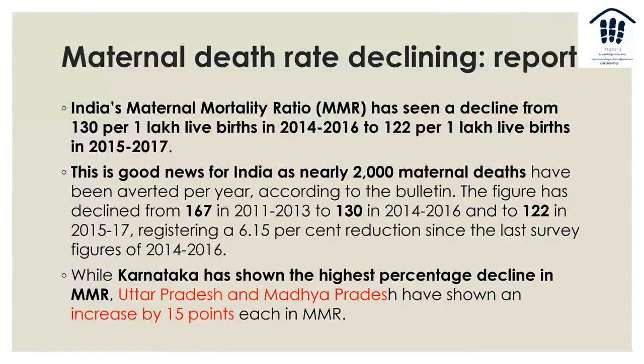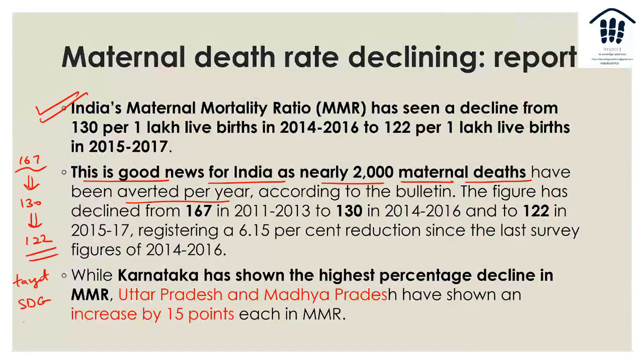So maternal death rate is declining. That's the report, right? And this is good news for India, as nearly 2,000 maternal deaths have been averted per year. So what happened was, first the data was 167, this declined to 130. That is the MMR, and then now it has gone to 122. Now the target figure, right, is in the SDGs, the Sustainable Development Goals. It talks about having an MMR of 70, right? But obviously we are far, far away, and today we'll talk about why that's the case.